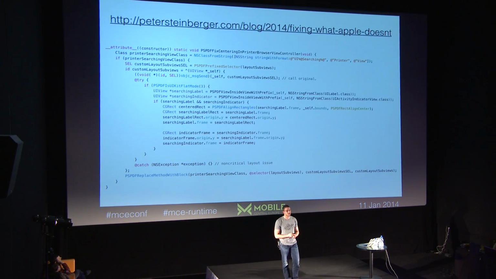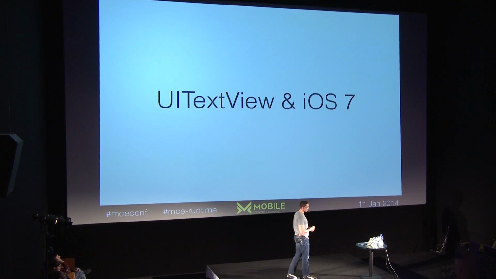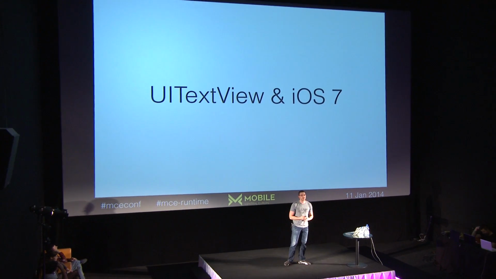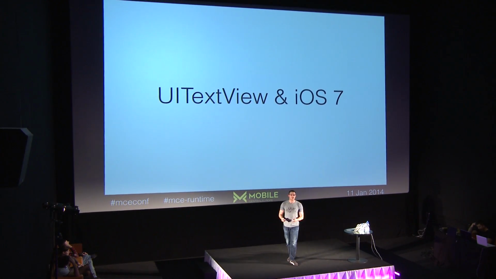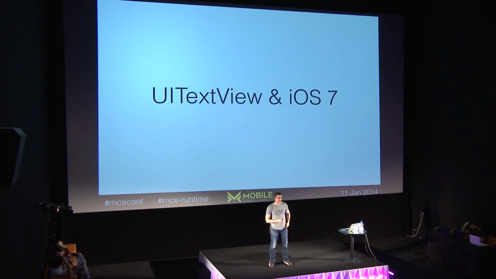And that's it. That's how you would fix UIPrinterViewController in one C function. So I actually shipped this, so it's not something that is like a theoretical thing. This is in the Dropbox app, for example.